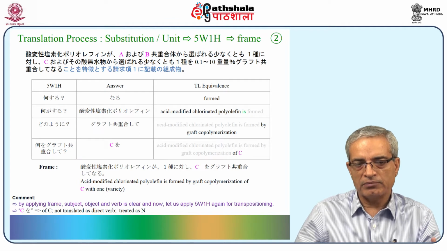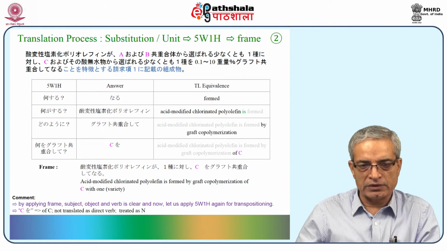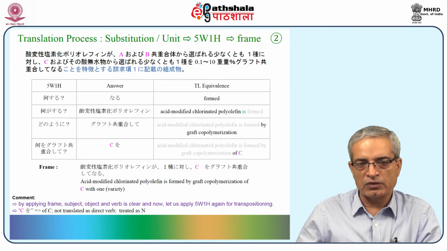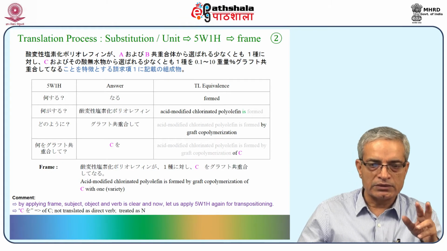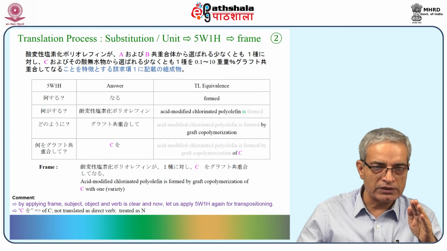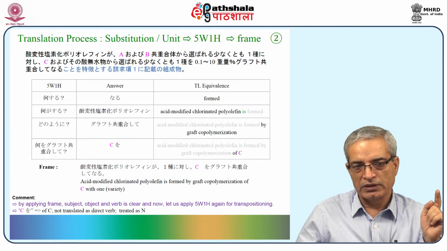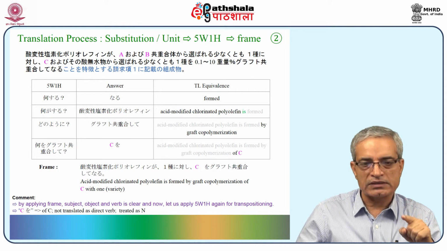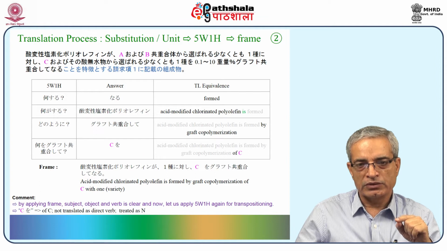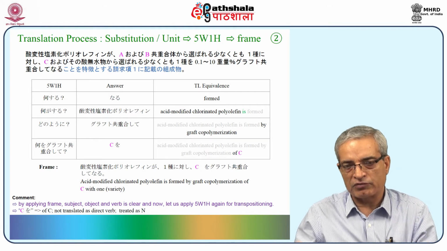So by applying the frame of subject, object and verb, the subject, object and verb are clear now. Let us apply 5W1H again for transpositioning. As I said here, if you see carefully, C is getting translated as of C. Suppose I say banana and eat, we don't say of banana, we say eat banana, so it goes as a direct object. In this particular case, it's not a direct object because this is not translated as a direct verb in English. It's polymerization, not polymerize C. If you make it a verb, then it is polymerize C.